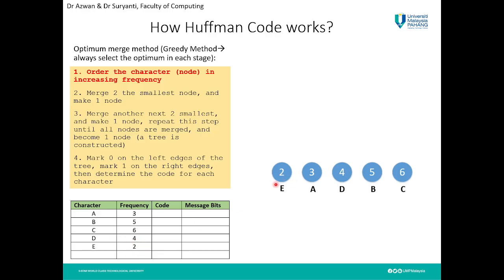So that's why we put E here, not 2. The frequency here is 2. And then the second lowest is A, which is 3. So we put A here, 3. Next is D, 4. And next is B with 5. Next is C with 6 frequency. So we have here E, A, D, B, C.